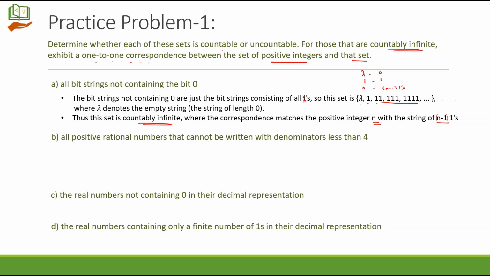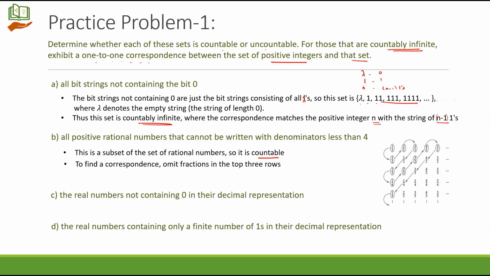Second subdivision. All positive rational numbers that cannot be written with denominators less than 4. The set of positive rational numbers is countable. We have seen that in an example. So here they are saying all positive rational numbers that cannot be written with denominators less than 4. So this is talking about a subset of the set of positive rational numbers. So in that case we can say it is countable.